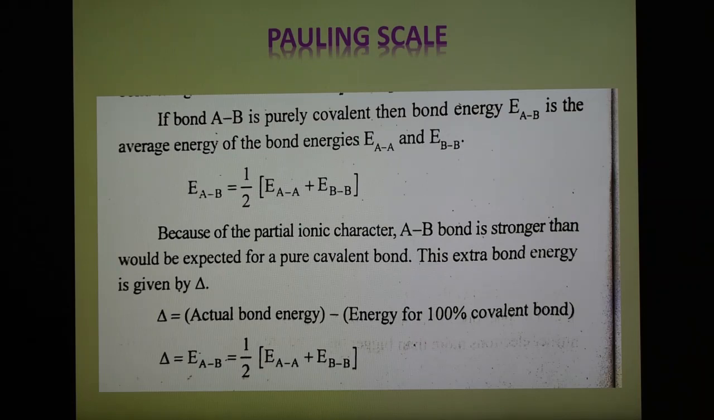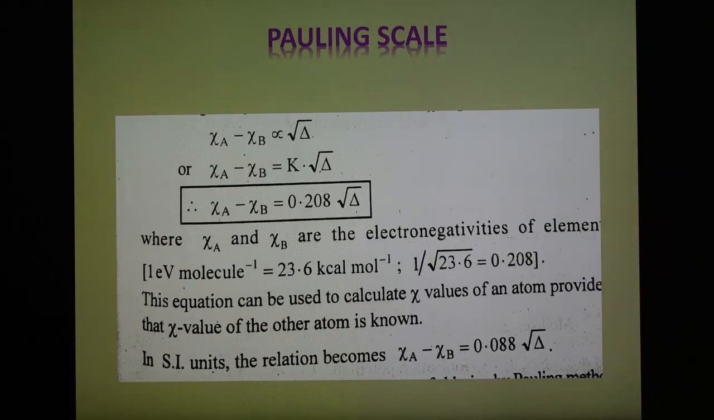Delta does not possess additive property. However, the square root of delta shows additive property. With the increase of ionic character of the covalent bond, the magnitude of the square root of delta and also the difference in electronegativity between the bonded atoms increase. It is shown in the next slide.